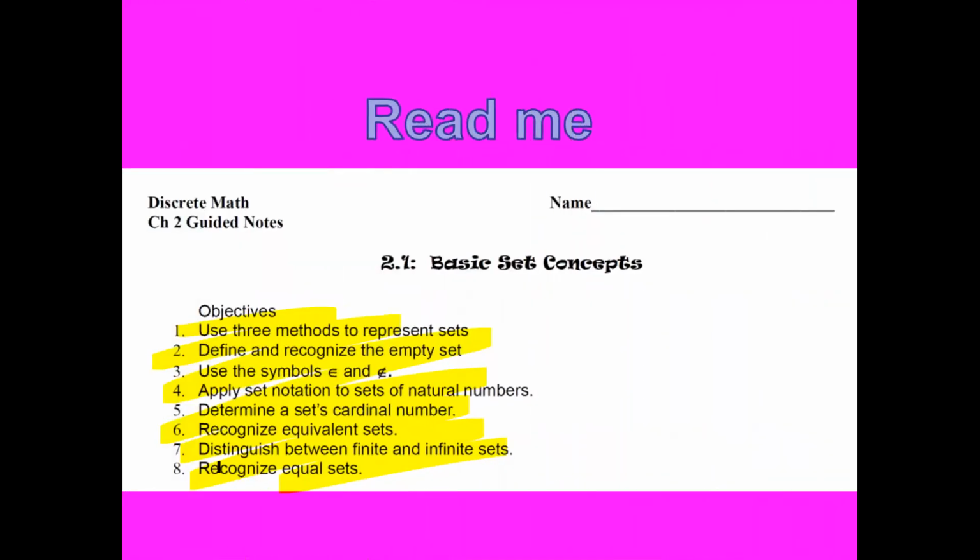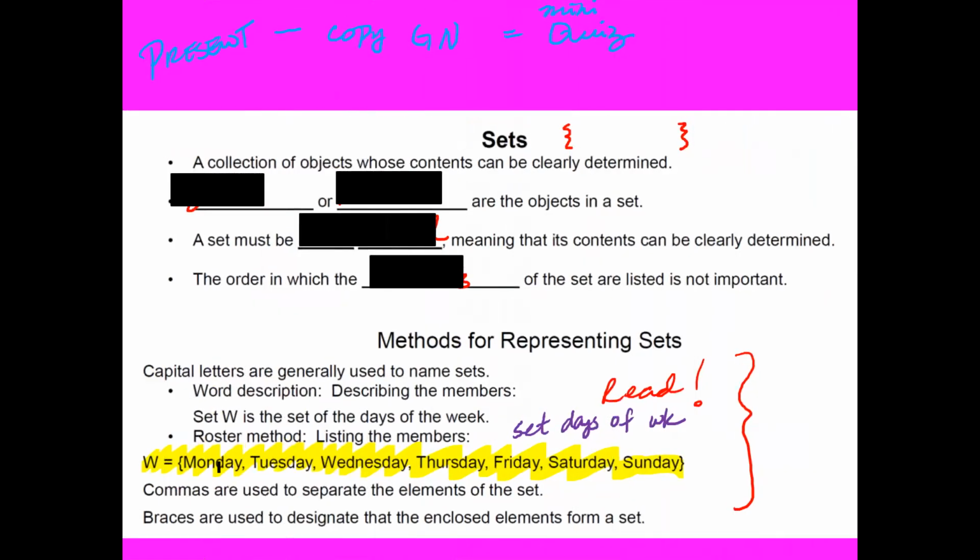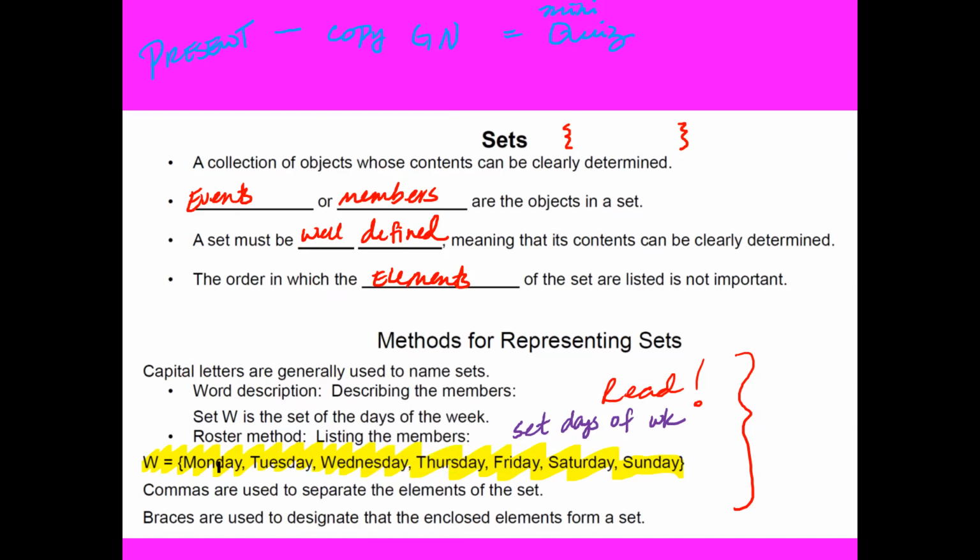All right, so section 2.1, those are the objectives. I know there are 8 of them, so I'm just going to give you a second to read them to yourself. Pause it if you need to. All right, so let's go ahead and get started with our notes. You should have this in your guided notes, and it is 2.1. Sets: a collection of objects whose contents can clearly be determined, called elements or members or objects in a set. A set must be well defined, meaning that its contents can be clearly determined. The order in which the elements of the set are listed is not necessarily important.